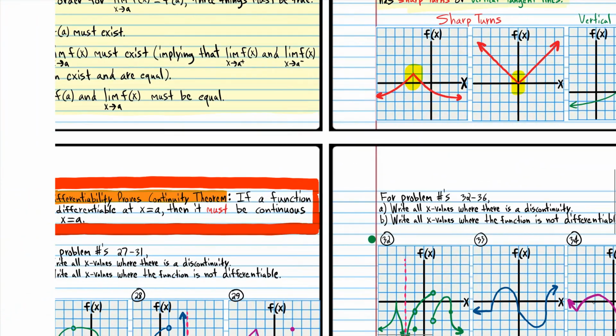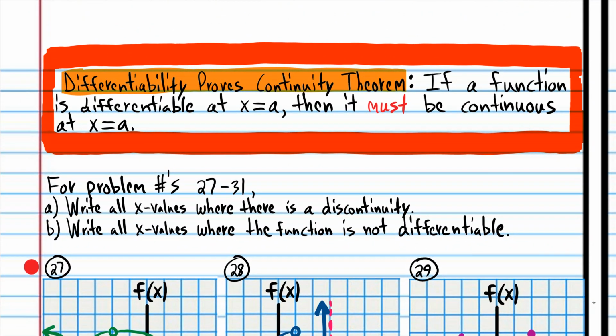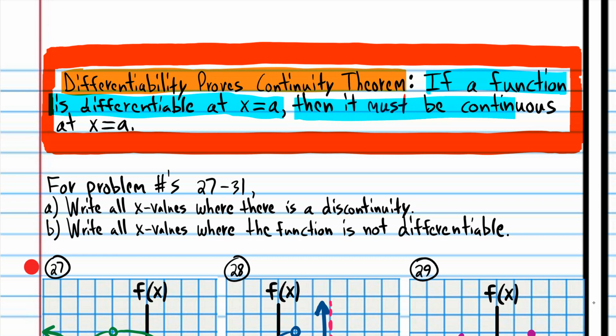Okay, now there's one other thing that we need to talk about before we move on. This is a very important theorem when it comes to calculus, and really it's more important for the Advanced Placement Calculus AB exam. You're going to be expected to know this. If a function is differentiable at x equals a, if you're able to find the derivative at some x value, then that proves that the function is continuous at that x value. That's a very, very important theorem.